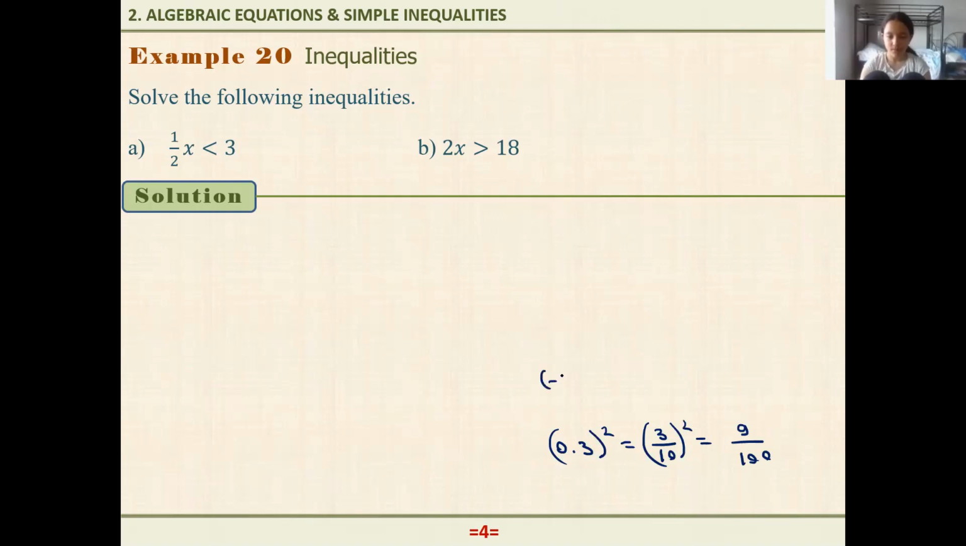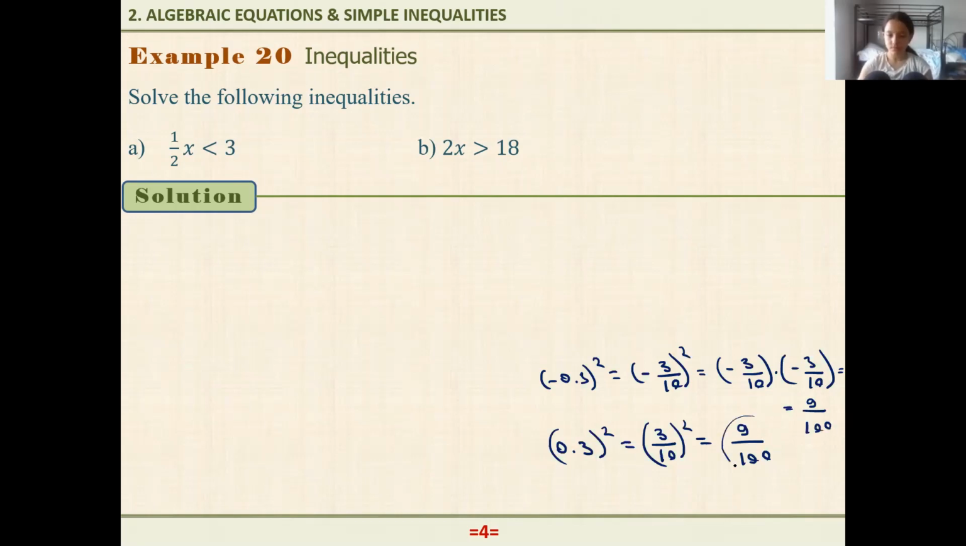Another one is negative 0.3 squared. What does it mean? It means minus 3 over 10 squared. This square means this number must be multiplied by itself. That means it is something like this: minus 3 over 10 times minus 3 over 10. And equals, what is negative 3 times negative 3? It is 9. And 10 times 10, it is 100.